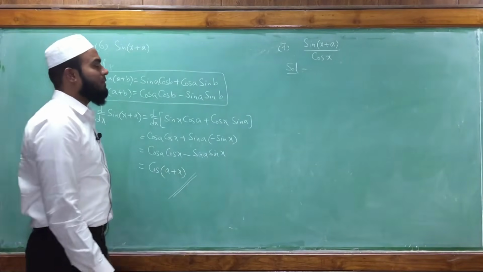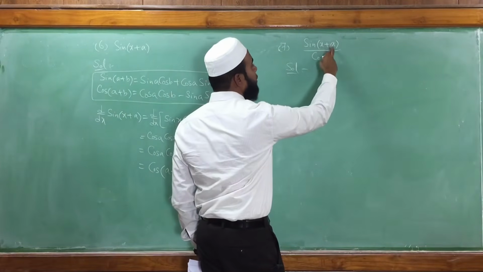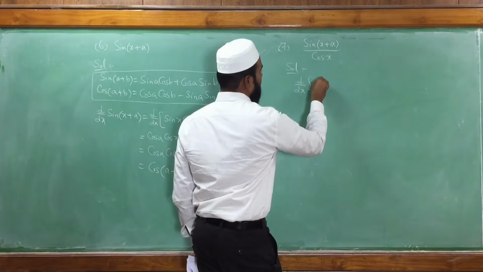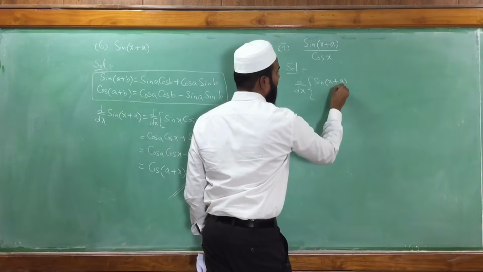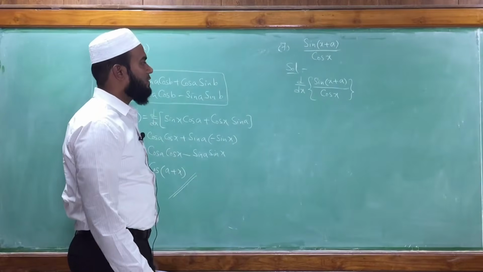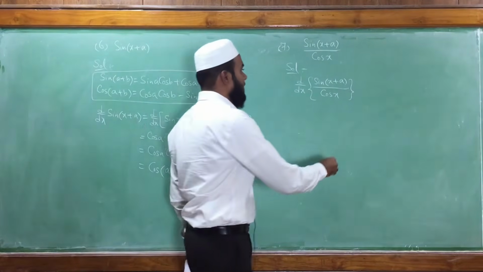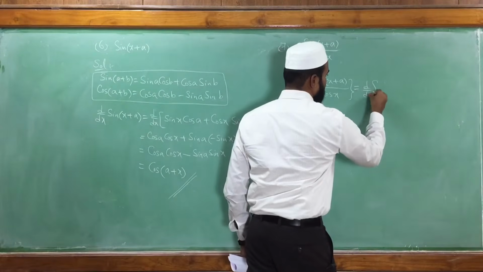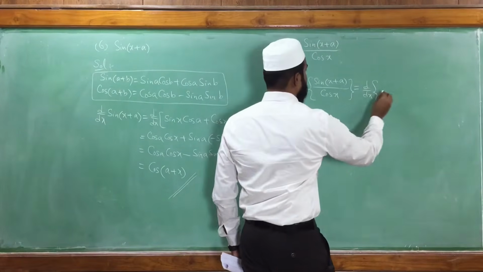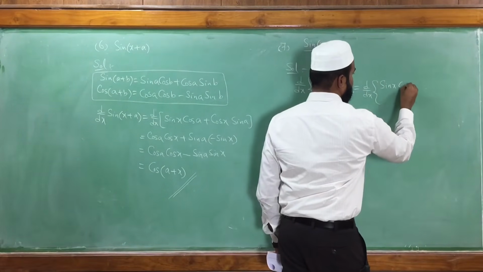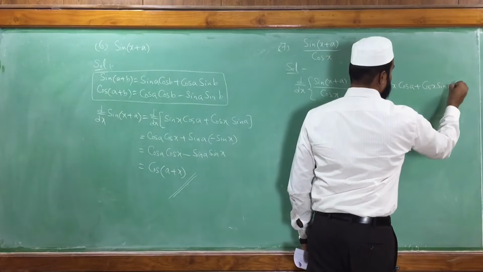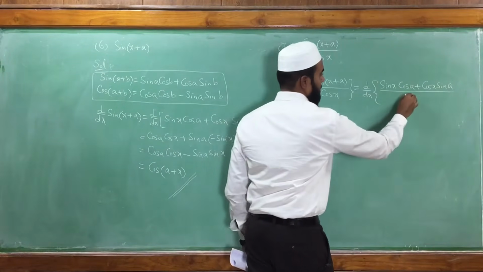Now we will go for the next problem. There we are having sin of x plus a in the numerator and cos x in the denominator. What we have to do? We have to find the derivative of sin of x plus a upon cos x. D by dx of sin of x plus a upon cos x. This is equal to d by dx of, the expansion of sin a plus b, again the same formula we have to use, sin x cos a plus cos x sin a, divided by cos x.